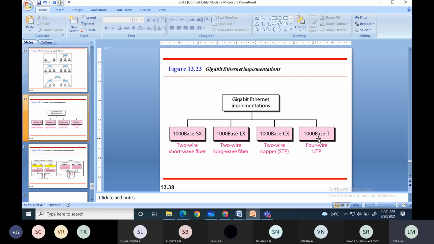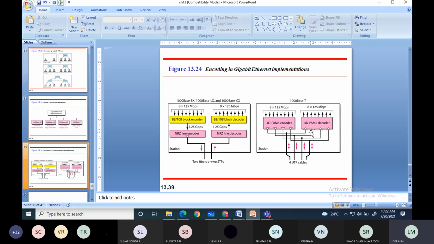And the fourth one is 1000Base-T. T means unshielded twisted pair. Here we use four wires for transmission and receive. The data rate is again 1000 Mbps. These are the four different versions of Gigabit Ethernet implementations.